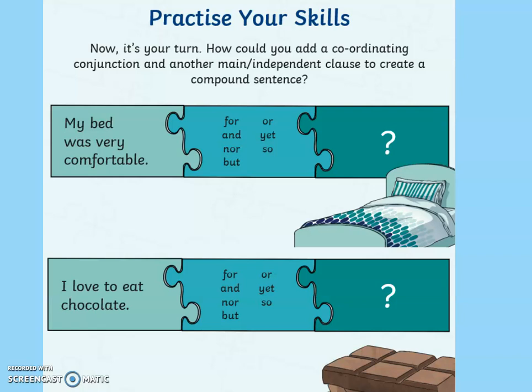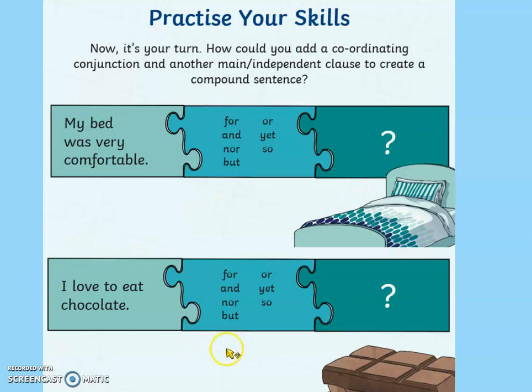To challenge yourself, could you add a coordinating conjunction and create a main clause to turn this into a compound sentence? So your first clause is "My bed was very comfortable." Then you need to use one of the coordinating conjunctions and think of your own second independent clause.